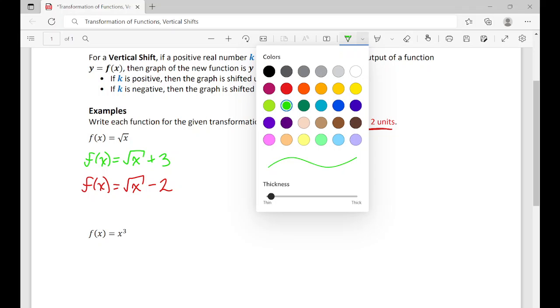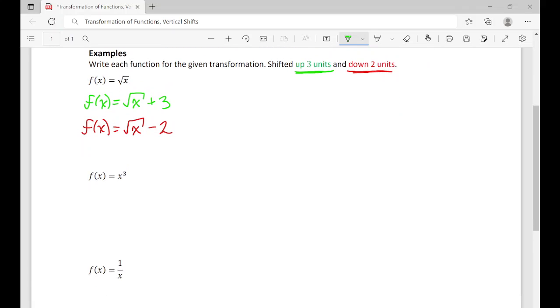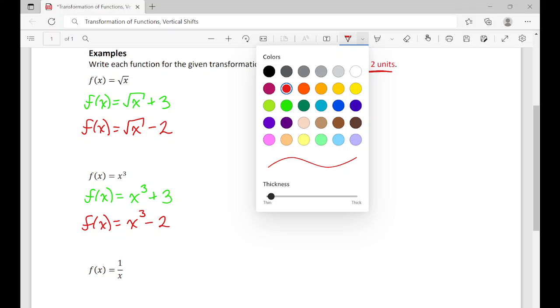So let's do some more. F of x equals x cubed. So we're going to do our up 3. So we're going to keep our x cubed as is. And since it's up 3, it's going to be a plus 3. And now we're going to do down 2. So f of x is going to be, again, our x cubed, but minus 2. And that's all there is to it for that.